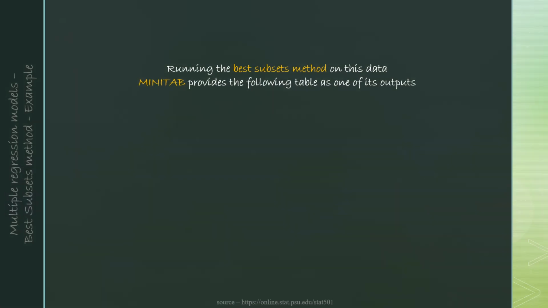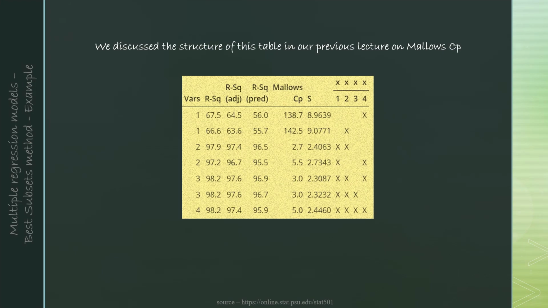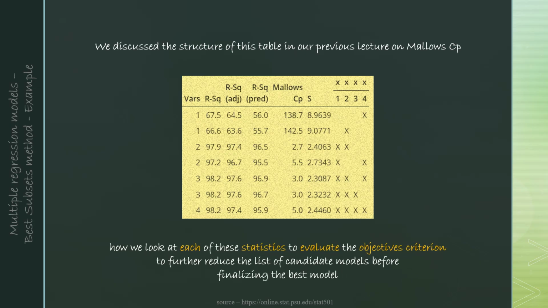Running the best subsets method on this data, Minitab provides the following table as one of its outputs. We discussed the structure of this table in our previous lecture on Mallows' Cp. Hence, please revisit and recap the same in case you do not recall completely. Let's look into how we look at each of the statistics to evaluate the objective criteria to further reduce the list of candidate models before finalizing the best model.